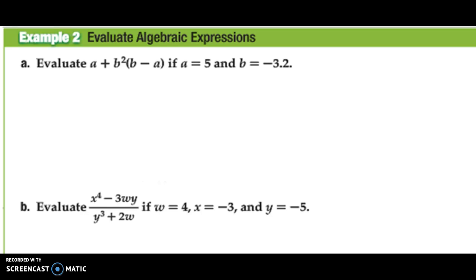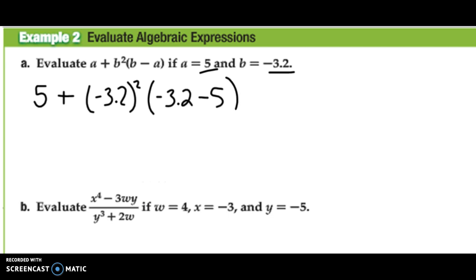Next, let's look at this example. Evaluate a plus b squared times b minus a if a is 5 and b is negative 3.2. So all I'm going to do is first replace. So I replace 5 plus b squared, which is going to be negative 3.2 squared. Now you'll notice I put that in parentheses because I don't want to forget about that negative. And then in parentheses, I have negative 3.2 minus 5.